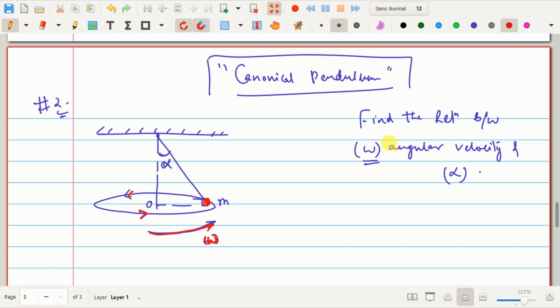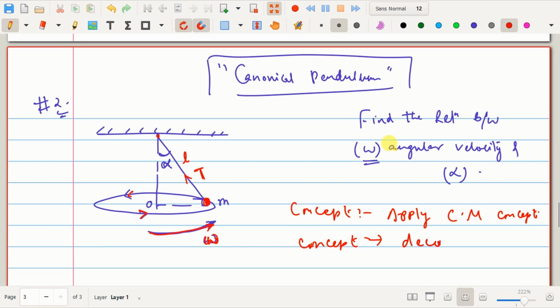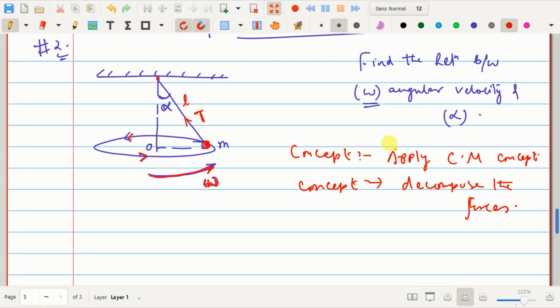Now since this mass is moving in a circular motion, first we have to apply the circular motion concept. That is one thing. Second concept: this mass is attached with a string, therefore tension will be like this, toward the center direction. Let us say the length of the string is L. Therefore we have to decompose the forces, and this is going to do our job.